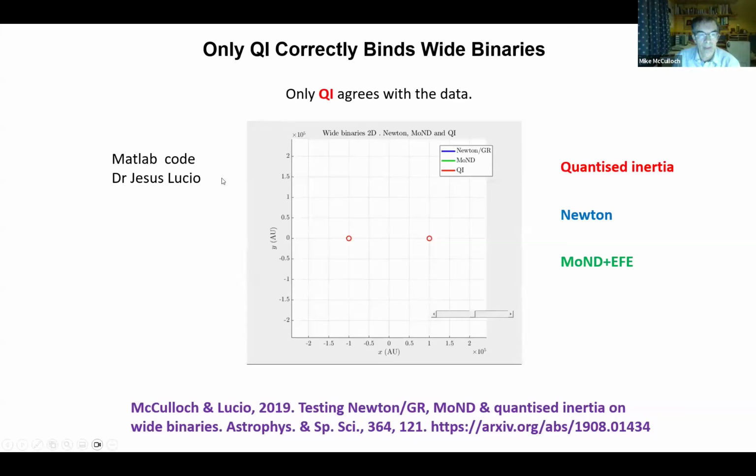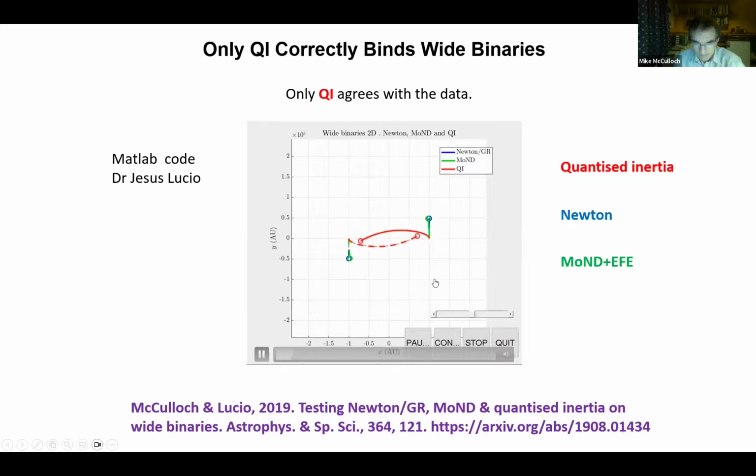So I got my postdoc at the time, Dr. Jesus Lucio, to model this, and we put two stars next to each other as wide binaries. And then we modeled them with three different kinds of physics. So Newton, which is shown by the blue lines, then MOND, which is a rival theory, but it needs an adjustable parameter, and then quantized inertia in red to see which theory would bind the wide binaries together, because we know they're bound in the observations, but we'll see which theory predicts that.